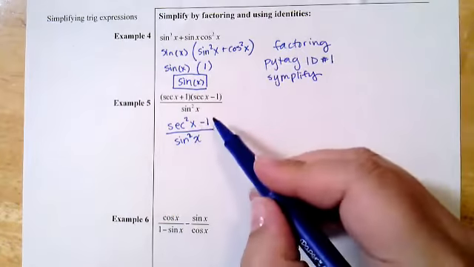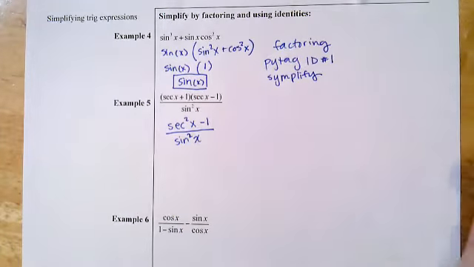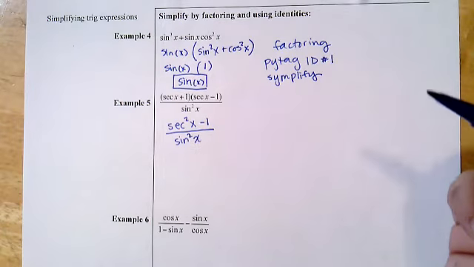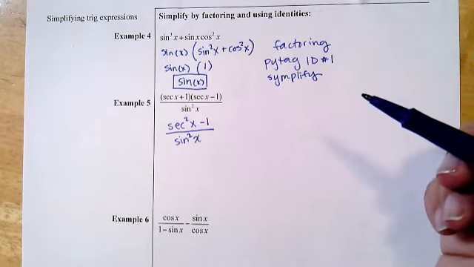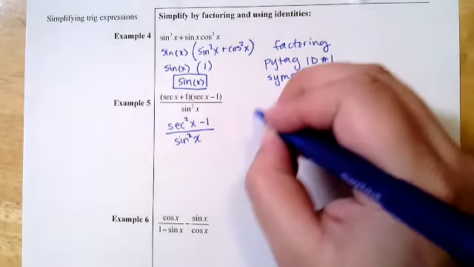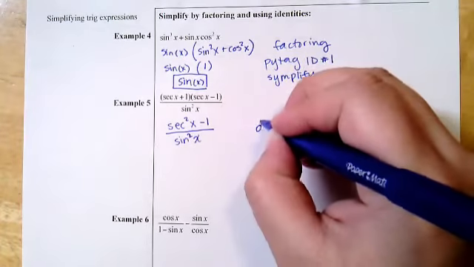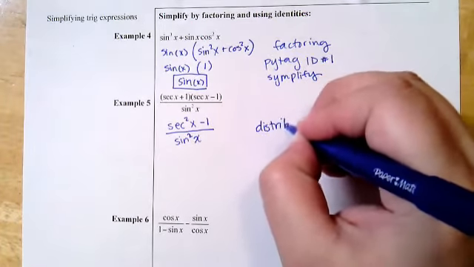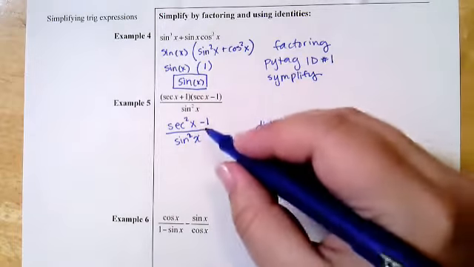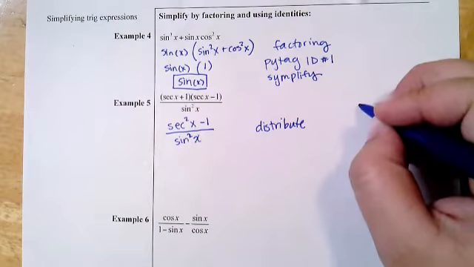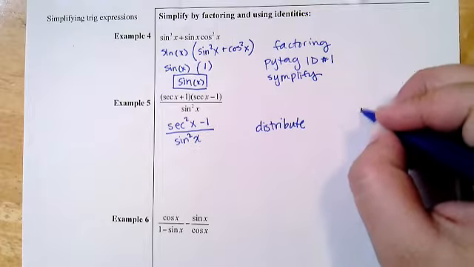Well, anytime we have a 1, that's kind of a hint that we're going to use one of our Pythagorean identities. In this case, the Pythagorean identity that uses secant is our Pythagorean identity number 3. So first I'm going to say this was by distributing. And then I'm going to say, which Pythagorean identity am I going to use? I'm going to use Pythagorean identity number 3. Now I'm going to write that here as a reminder.